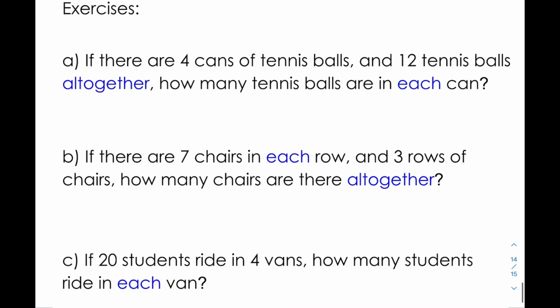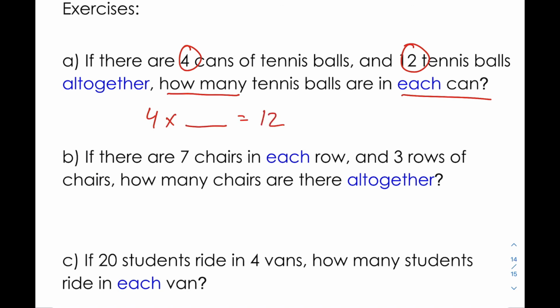All right, let's try these last 3 exercises. If there are 4 cans of tennis balls and 12 tennis balls altogether, how many in each can? So how many in each can is what we need to know. 4 cans, 12 tennis balls altogether. So we have 4 times blank is equal to 12.